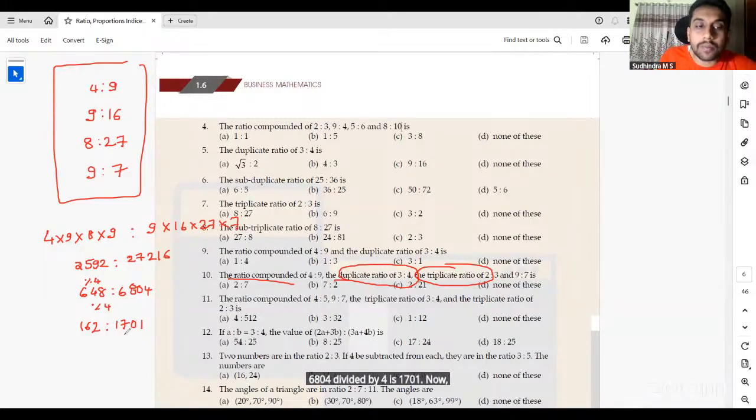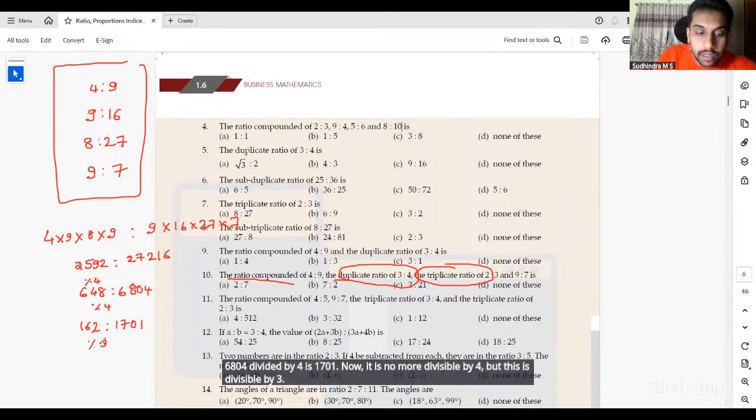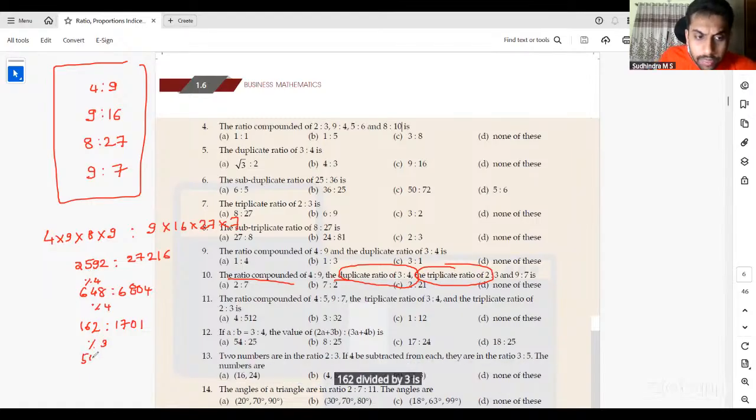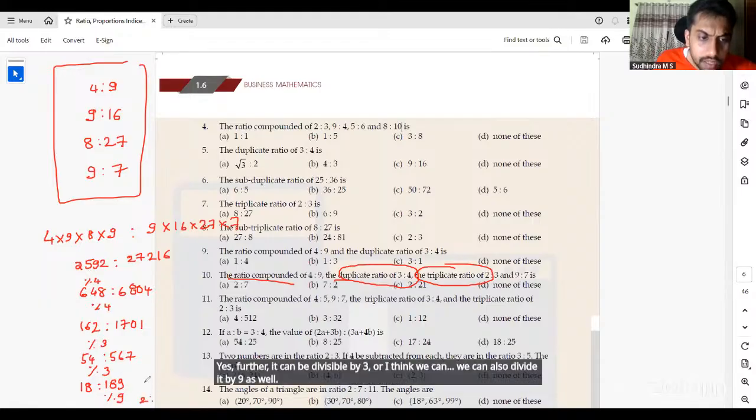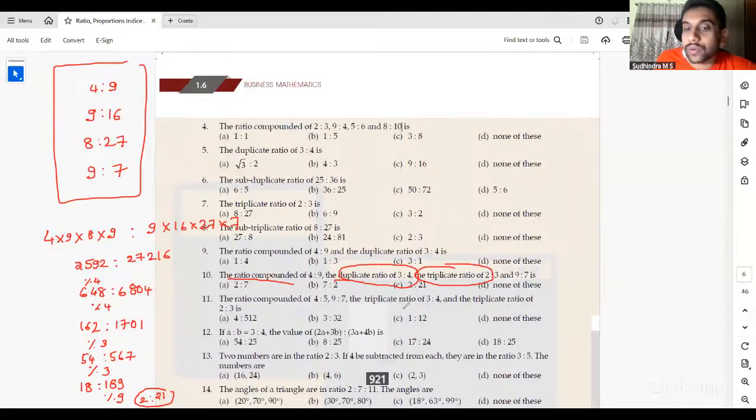Now it is no more divisible by 4, but this is divisible by 3. 162 divided by 3 is 54. 1701 divided by 3 is 567. Further, is it divisible by 3? Yes. We get 18 and 189. Further it can be divisible by 3, or we can also divide it by 9 as well. 9 2s are 18, 9 21s are 189. 2:21 is the answer.